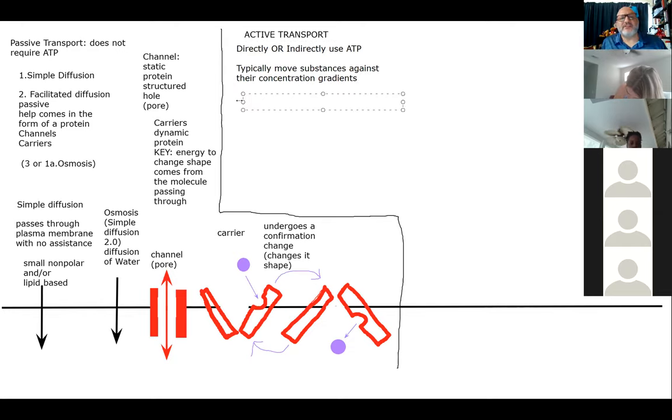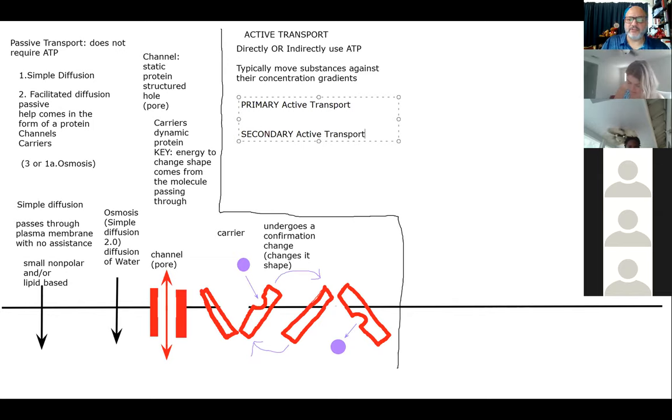Now, notice active transport can occur two ways, directly or indirectly using ATP. So not surprisingly, there are two types of active transport. The first is primary active transport, and the second is secondary active transport. And what do you think the difference between primary active transport and secondary active transport is?